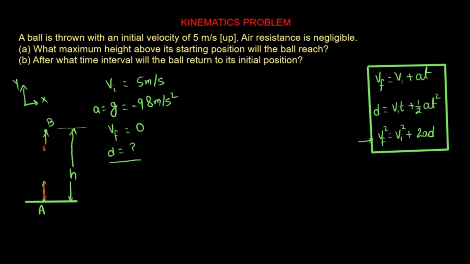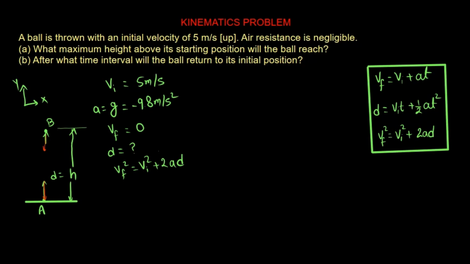The third one has v final, which we know, v initial, which we also know, a, we know the value of a, and t is not in it. So we can apply the third formula. We have v final square equals v initial square plus 2ad, and d is this height h, the distance traveled or the displacement.